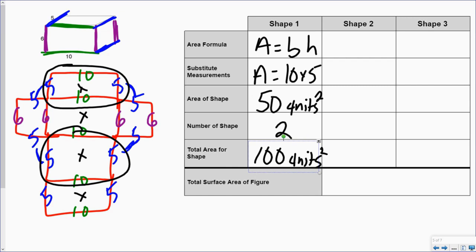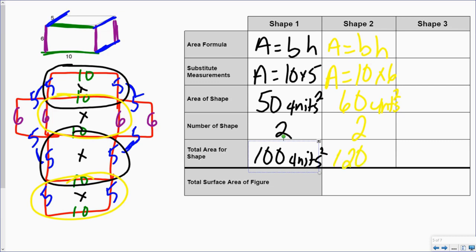Okay, so now let's take a look at my next shape. That one is going to be right here. So again, area equals base times height. In this case, area is 10 multiplied by 6. That gives me 60 units squared. And again, I have 2 of those. So if I double 60, that gives me 120 units squared for the total amount.